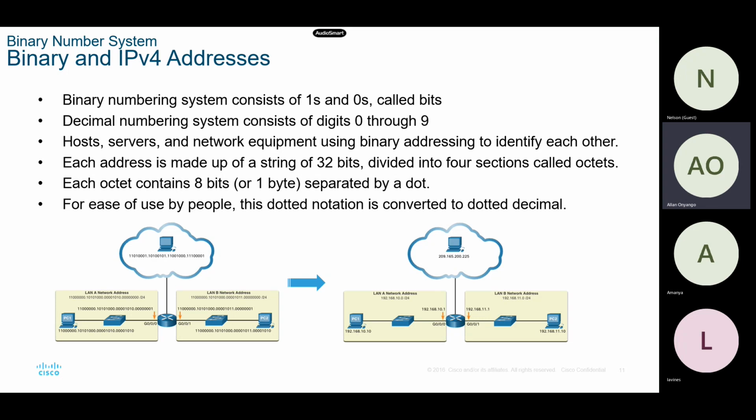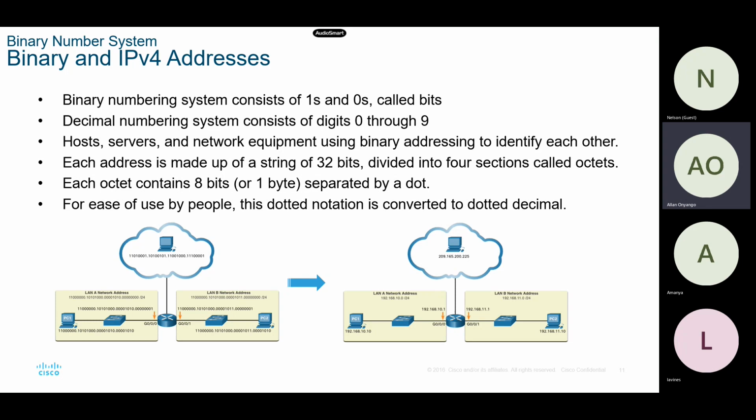Now, machines, your routers, switches, laptops, mobile phones, use the binary numbering system. So that's why it's called the machine numbering system. The human beings, we prefer to use the decimal numbering system, 0 to 9, for numbering. And that therefore means that this equipment, whether network devices or end devices, they use addresses, and the addresses they use are normally in form of bits, but they can be converted to decimals.